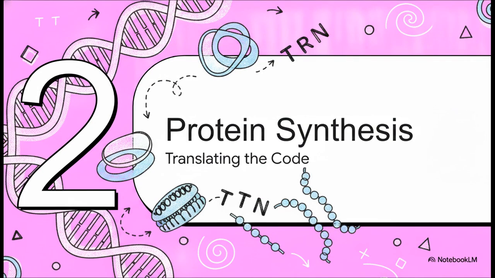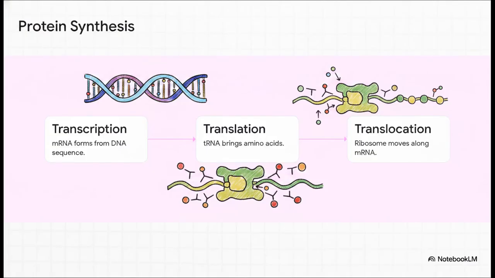Section 2. Protein synthesis process, translating the code. Having established what heredity actually is, a crucial question comes up. How exactly do these hidden genetic codes inside our DNA build our physical bodies? Well, the answer lies in the protein synthesis process. This happens through a beautiful step-by-step mechanism we call the central dogma. It involves 3 distinct phases.